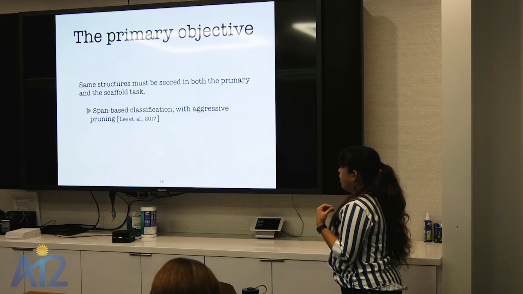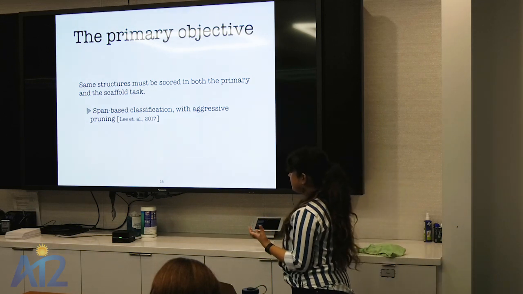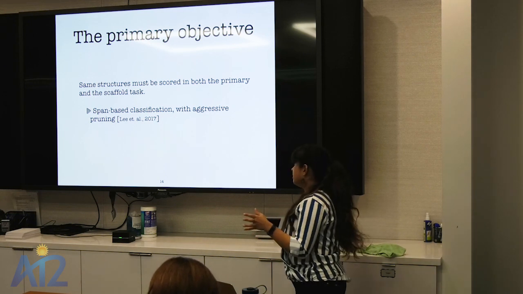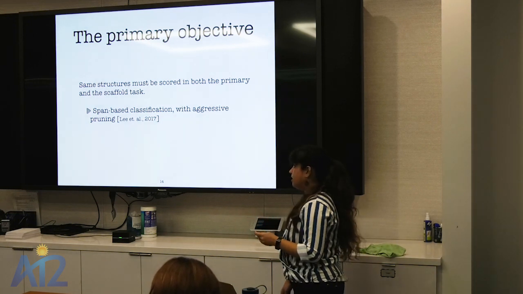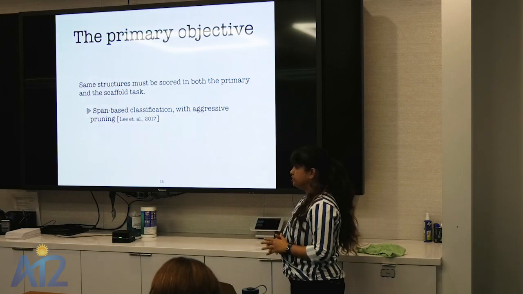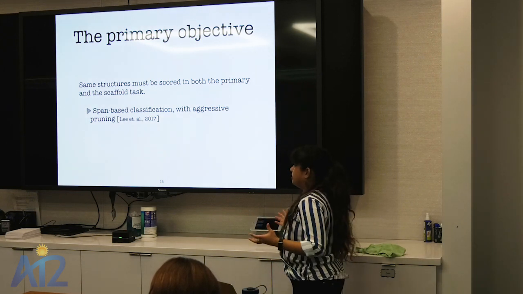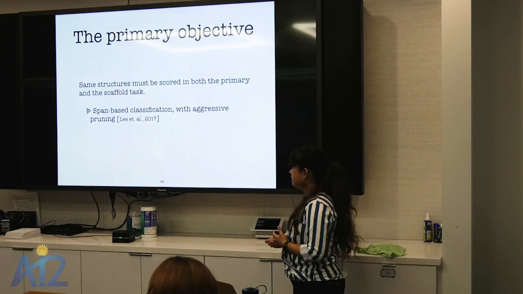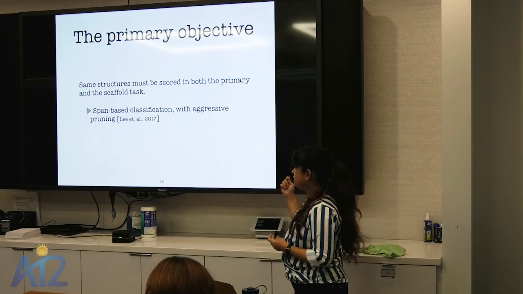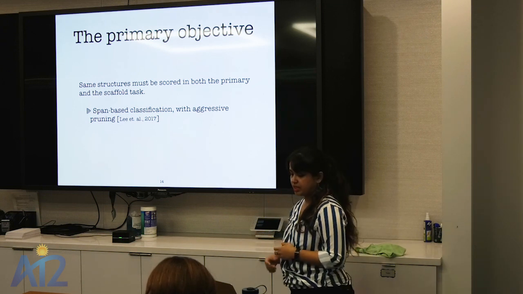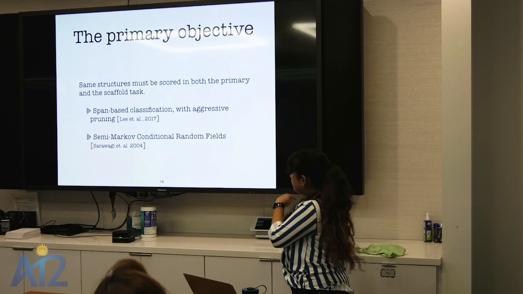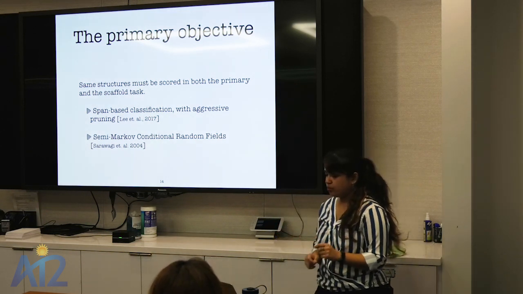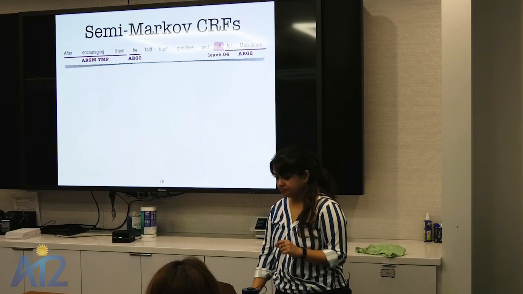So one option for the primary task then is a span-based classification objective, much like the scaffold objective with GISSUM, with some aggressive pruning to get rid of spans which are most likely not going to be the arguments that we are interested in. And we do this for the co-reference resolution task, which is one of the tasks we consider here. Another option is a semi-Markov conditional random field, which I'll go into a little more detail.